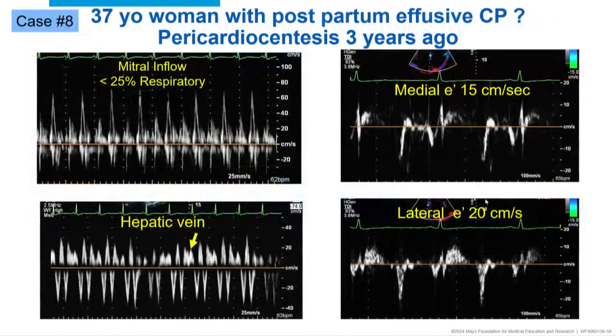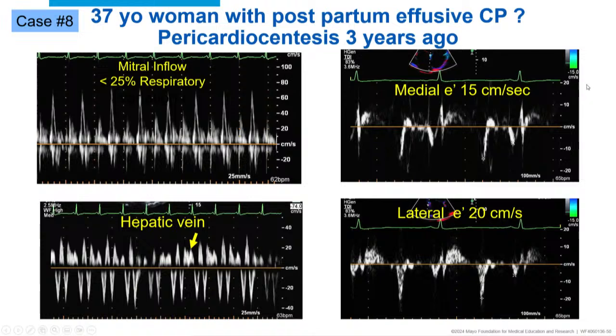But in patients with constriction, this is a lady with a postpartum pericardial effusion who had a pericardiocentesis a few years ago, and now came with right heart failure. And this one looks like constriction. The hepatic vein Doppler is there. But somehow the lateral is not lower than medial, and there's some atypical feature of that.